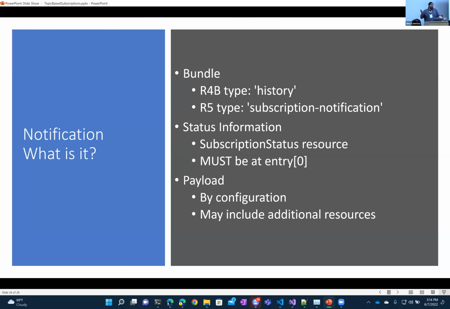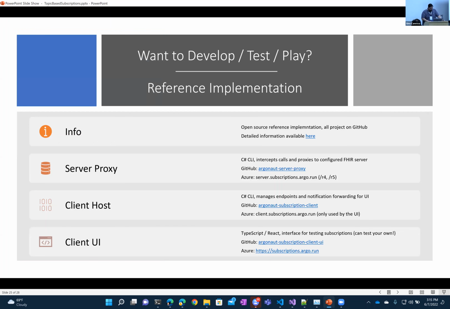In the case of an empty notification, there won't be any additional payload because all you get is your status information. In the case of ID only, you'll have the IDs in there. And in a full resource, you'll then have entries with all of the actual data.